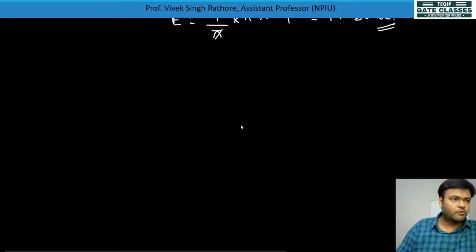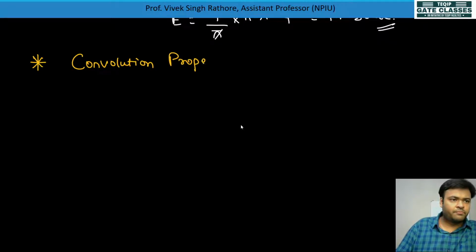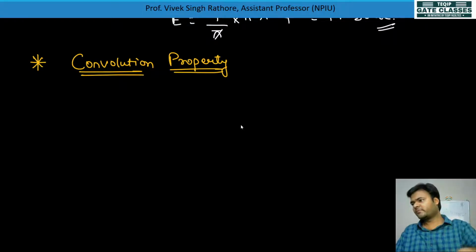Now we'll see another property, that is the convolution property. This property is also very important, the convolution property for Fourier transform.